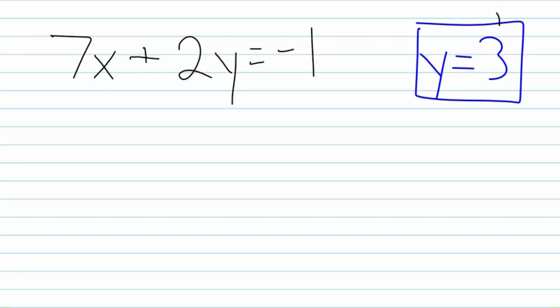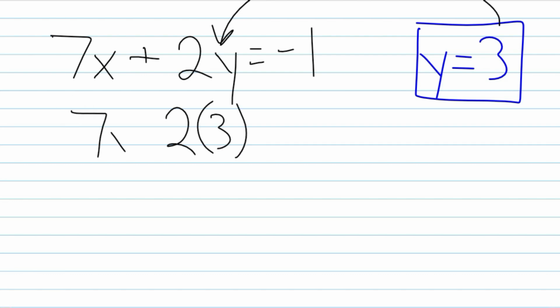My y was equal to 3. I'm going to plug it in, and you can choose. I'm going to choose the top one, 7x plus 2y equals -1, and I'm going to plug 3 into the place of y. So when I do that, I can plug in 3, and I will get 7x plus 6 equals negative 1.